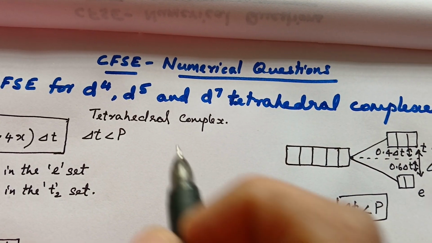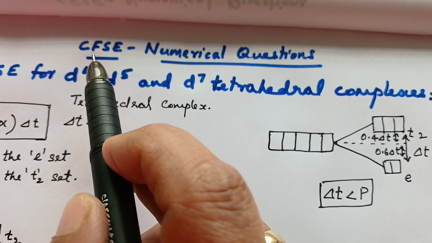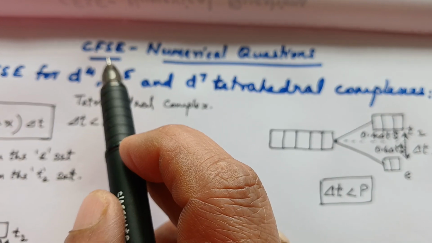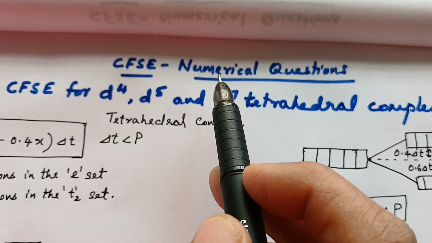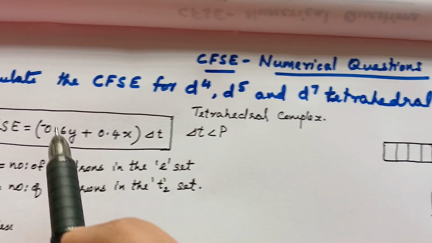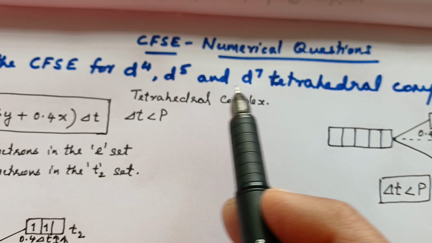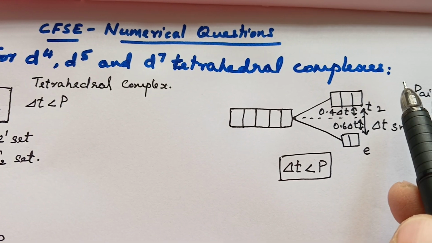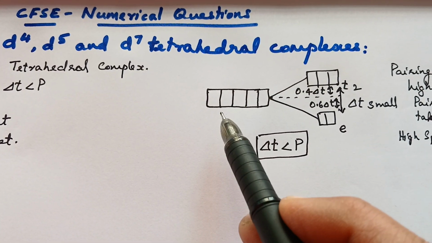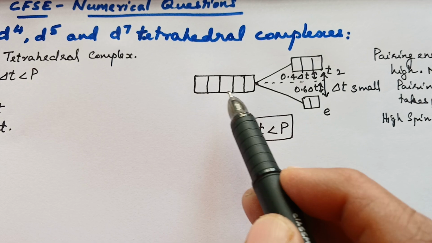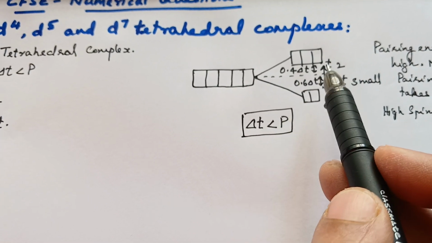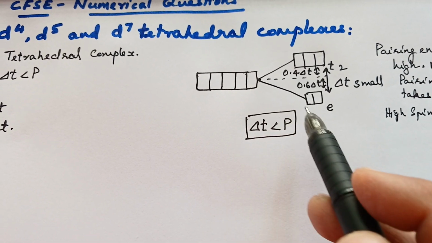Let us consider a few questions from CFSE, that is the Crystal Field Stabilization Energy, a few numerical questions. Calculate the CFSE for D4, D5 and D7 tetrahedral complexes. We know these degenerate orbitals split into two sets under the influence of the ligand.